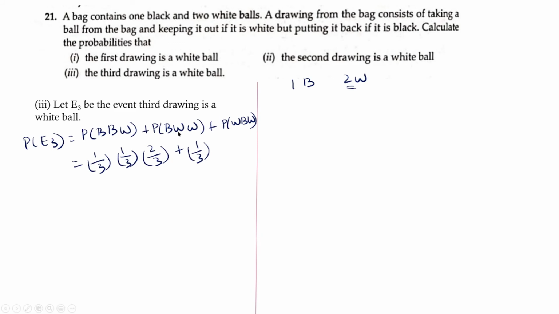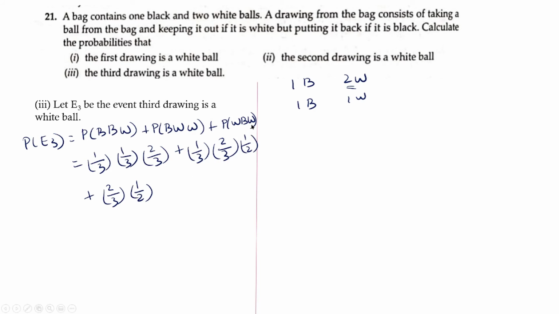Then probability of drawing second white ball is 2 by 3. Now after drawing a white ball, it is kept outside. So we are left with one black and one white ball. So the probability of drawing third white ball is 1 by 2. Plus probability of drawing one white ball is 2 by 3. So after drawing one white ball, we are left with one black and one white ball. So probability of drawing one black ball is 1 by 2. So here probability of drawing the second black ball is 1 by 2.